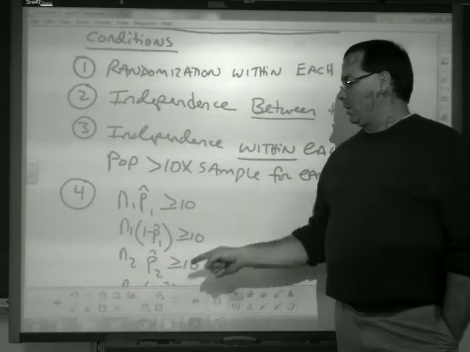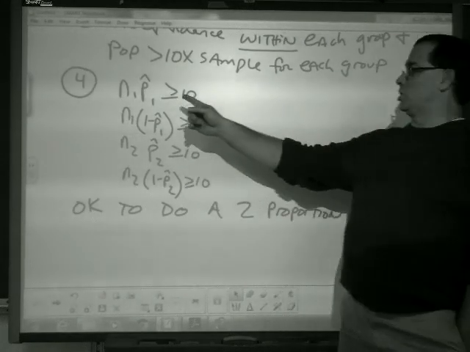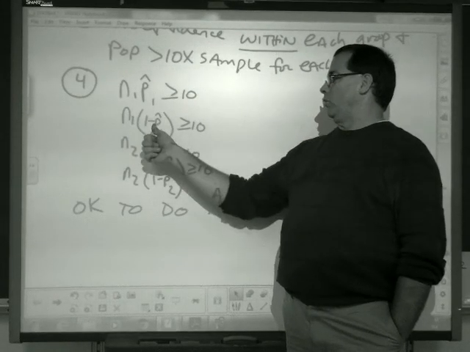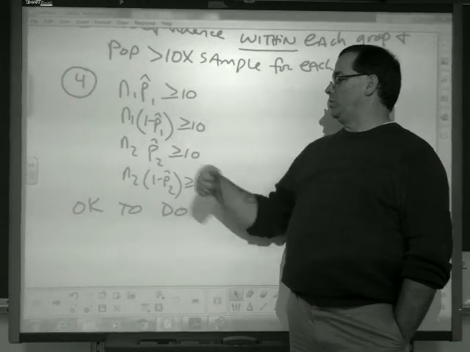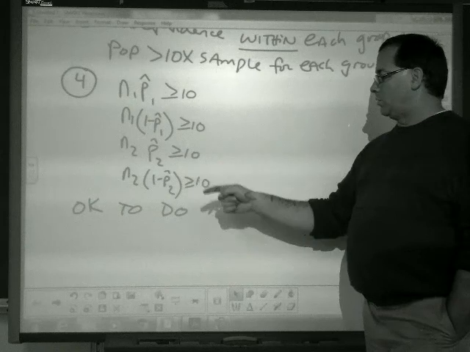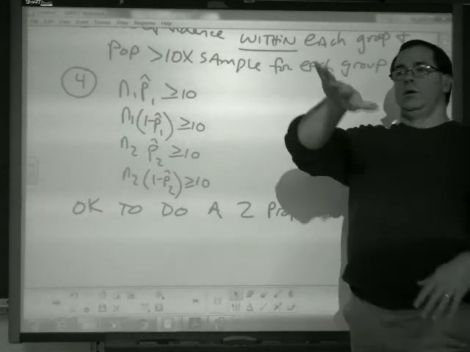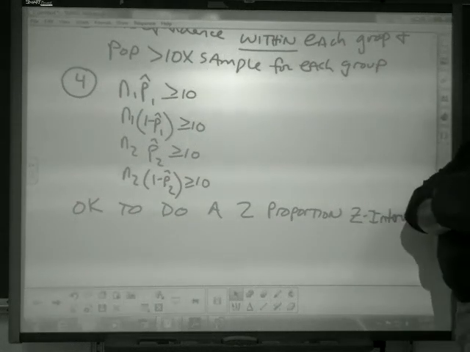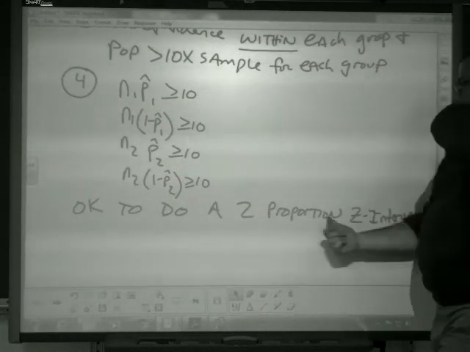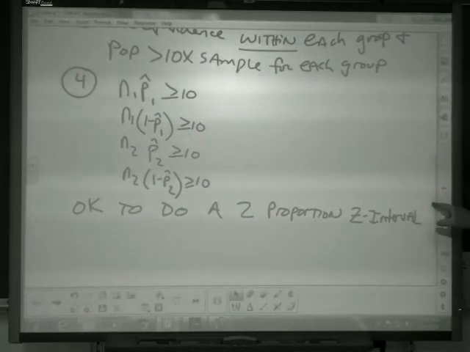Condition 4 is, did you take a large enough sample? So again, you're going to check N1 P1 hat, N1 1 minus P1 hat, N2 P2 hat, N2 1 minus P2 hat. Make sure that at least 10 on each of those to meet the requirements, so we can get at least a normal looking curve. If you meet all those conditions, we say it's okay to do a two proportion Z interval.